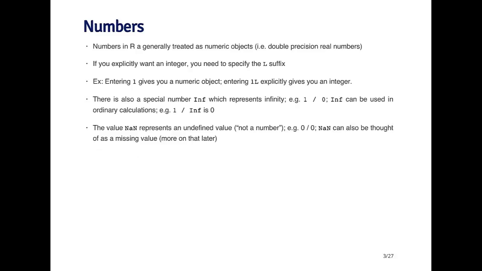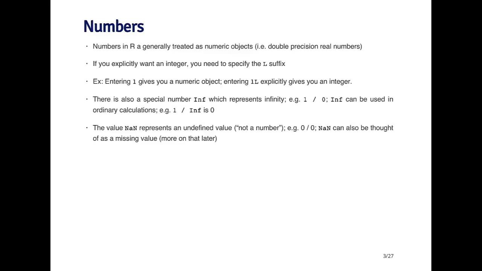Perhaps the most important type of object in R, of course, is the number. Numbers in R are generally treated as numeric objects. Pretty much all numbers are treated as double precision real numbers. So even if you're looking at a number like 1 or 2, R thinks of those numbers as numeric objects. There is a way to explicitly say you want an integer, and you can specify the capital L suffix. So if you just enter the number 1 in R, that gives you a numeric object, but entering 1 with a capital L next to it explicitly gives you an integer. This distinction is not very important right now, but it will become important later.